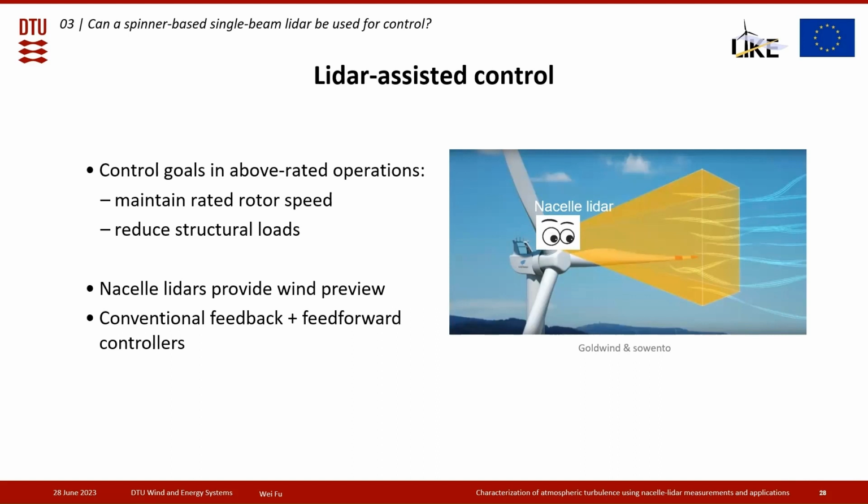The conventional wind turbine controller is a feedback controller, which means that it takes control actions after the aerodynamic impact has occurred on the wind turbine structure, so it's a bit delayed. The nacelle-lidar can provide a wind preview, so it's like an eye opening for the wind turbine. It can see the wind before it hits the rotor. The so-called feed-forward controller can use this wind preview information provided by the LiDAR, and if we combine the feedback and feed-forward controller, we can help the wind turbine to react in advance.